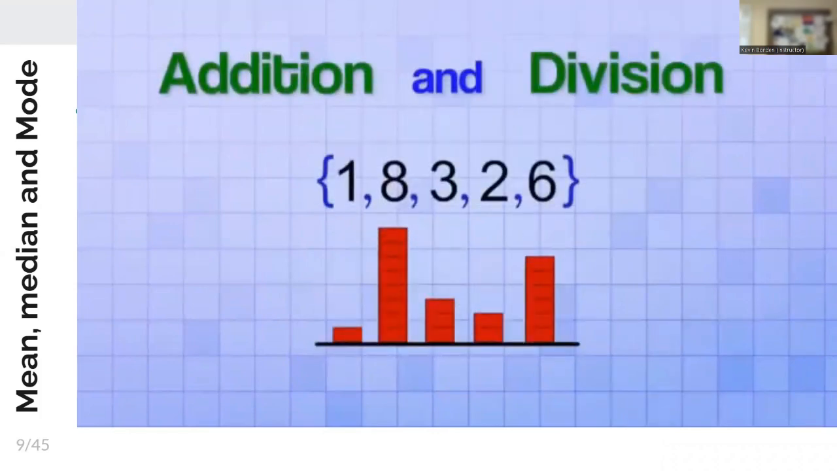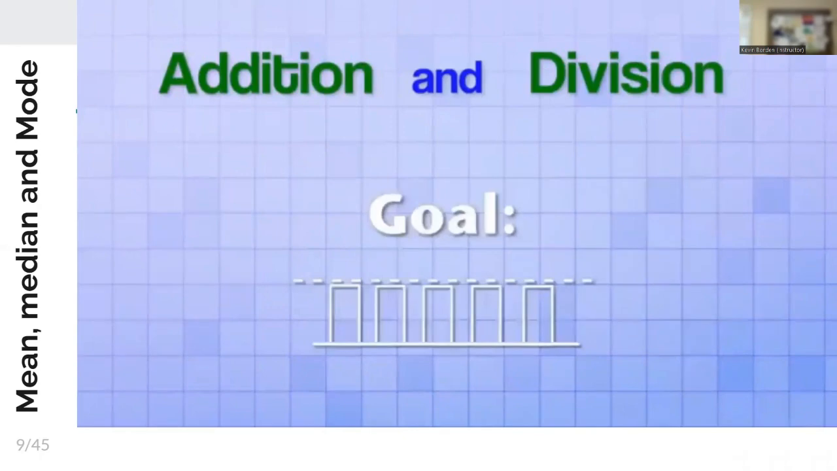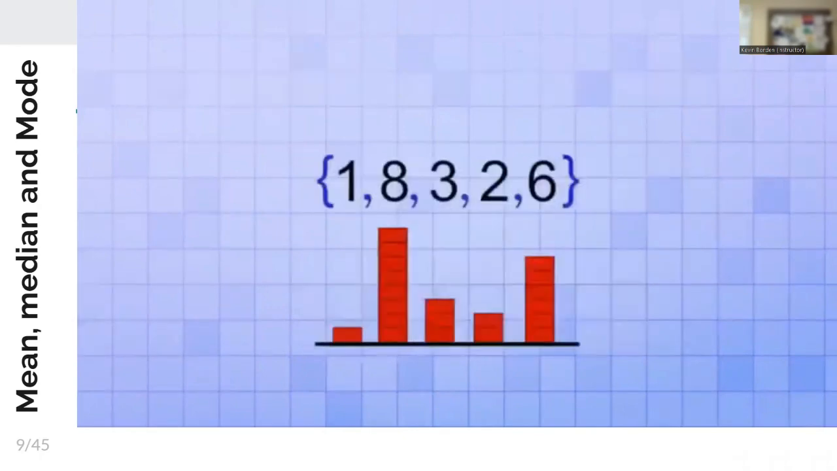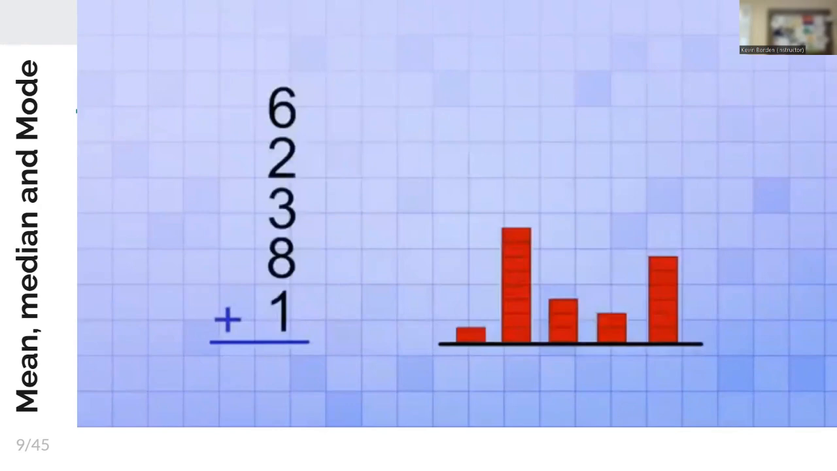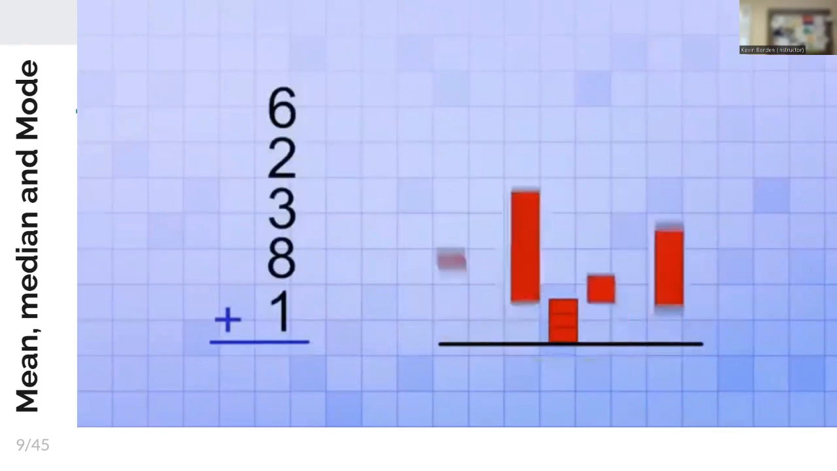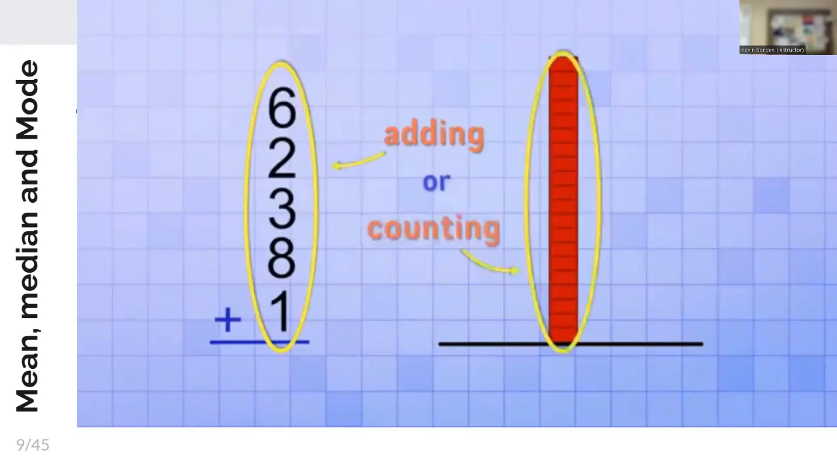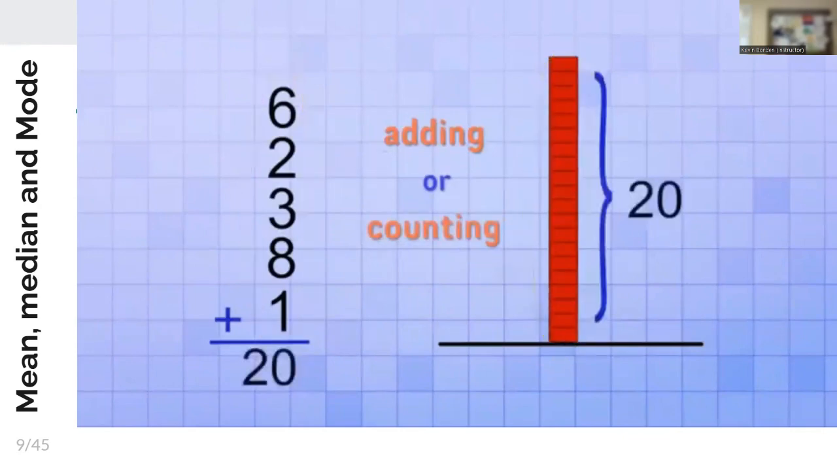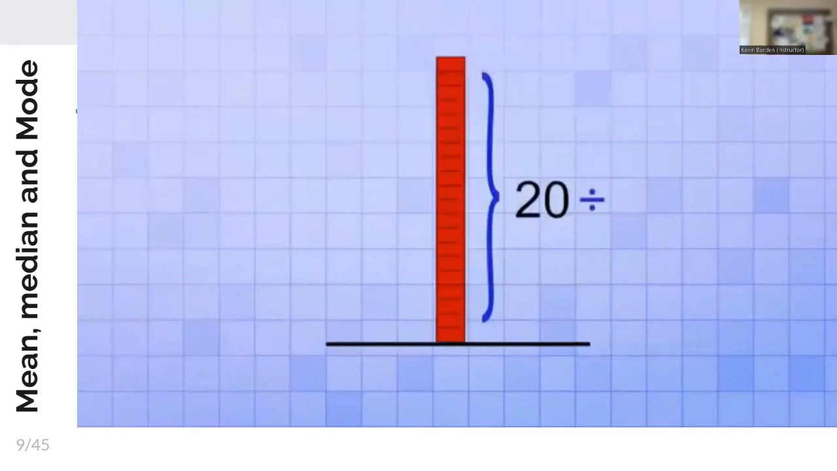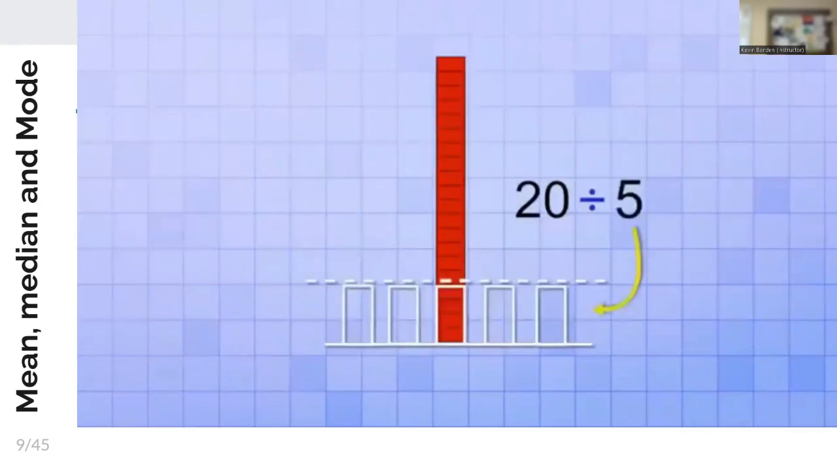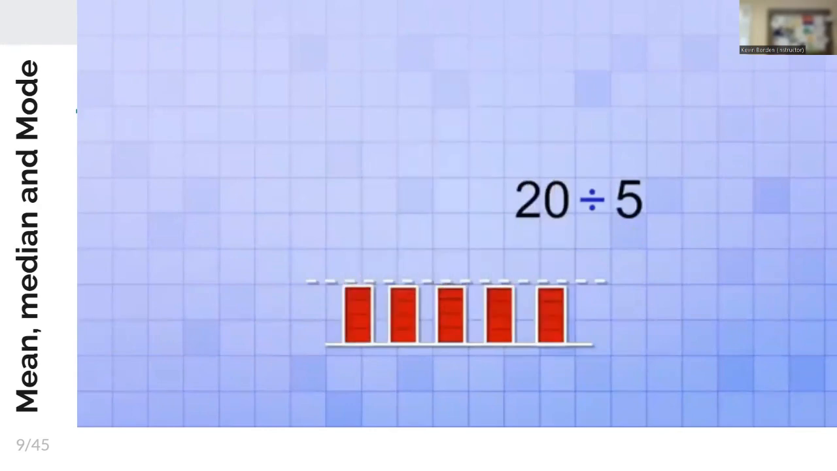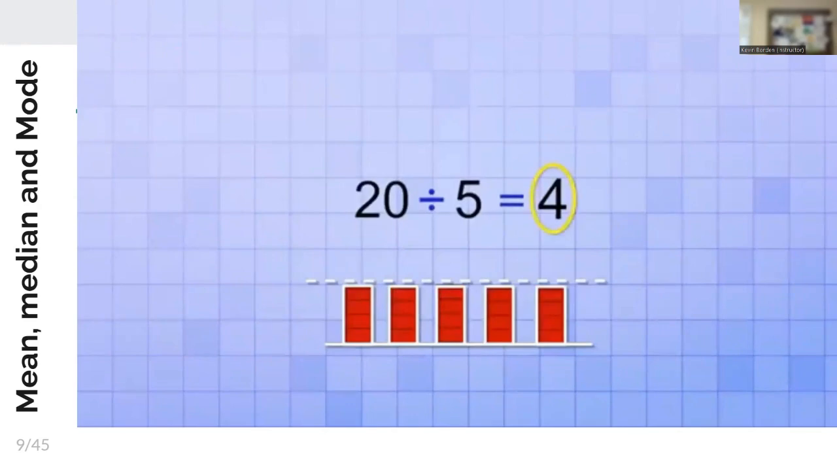We know that we want to end up with 5 stacks that all have the same number of blocks, right? So first, let's add up all of the numbers, which is like putting all of the blocks we have into one big stack. Adding up all of the numbers, or counting all the blocks, shows us that we have a total of 20. Next, we divide that number, or stack, into 5 equal parts. Since the stack has a total of 20 blocks, dividing it into 5 equal stacks means that we'll have 4 in each, since 20 divided by 5 equals 4.